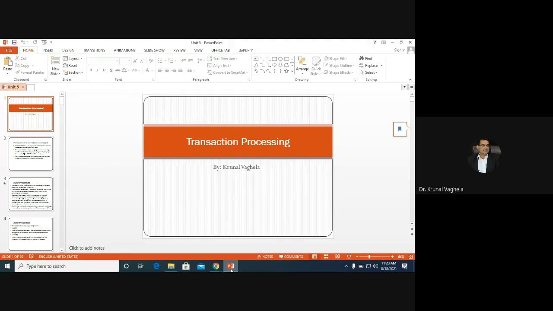Last time when we met on Monday, we finished unit number 3, and in your mid exam, up to unit number 3 will come. So today we'll be starting your unit number 5. 4 I am skipping. Unit number 5, which is transaction processing. Name of the unit is transaction processing.